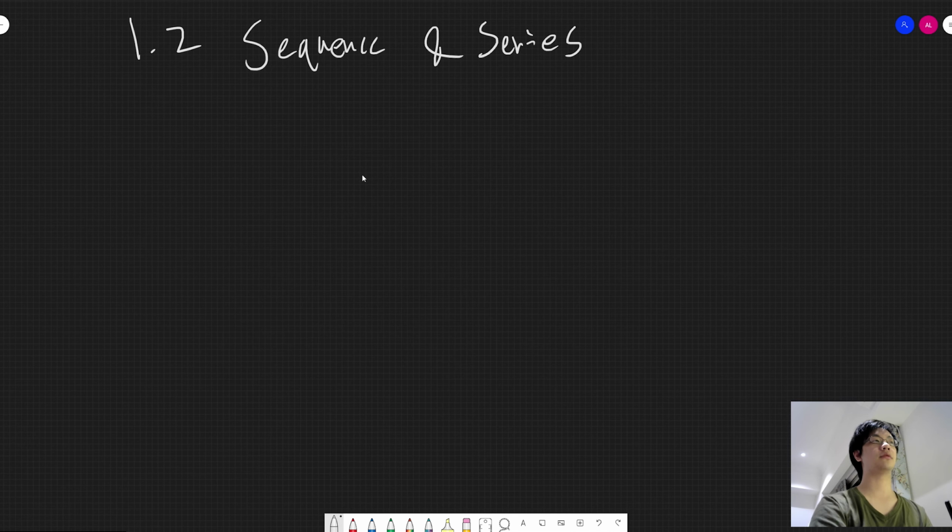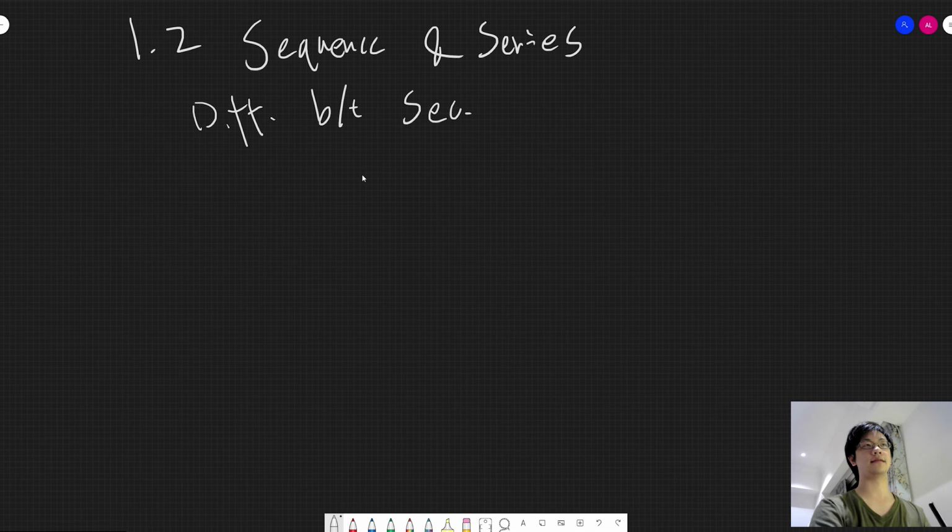Okay, now we'll move on to 1.2, sequence and series. And something that IB doesn't mention, and a lot of teachers also don't mention, is what is the difference between sequence and series, right? Because they are two different things. They're very similar, but they're two different things. So the difference between sequence and series is that a sequence is just a bunch of numbers.